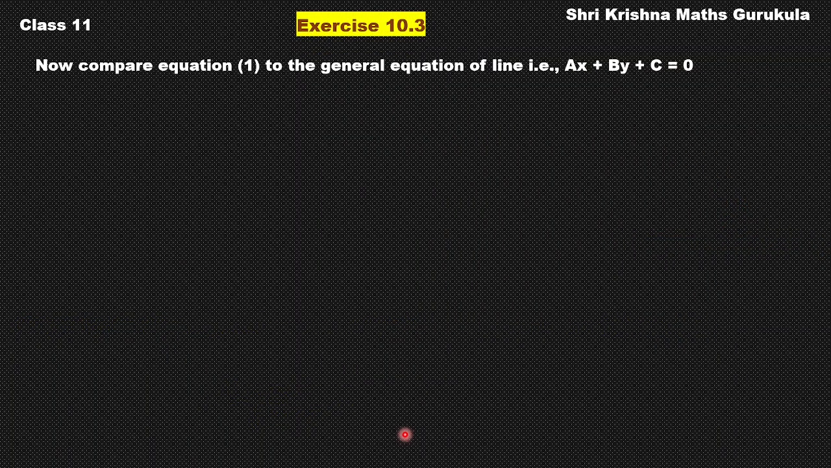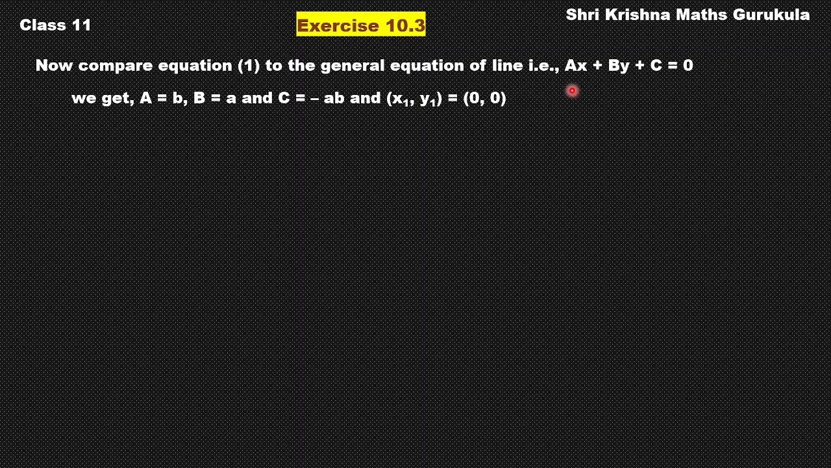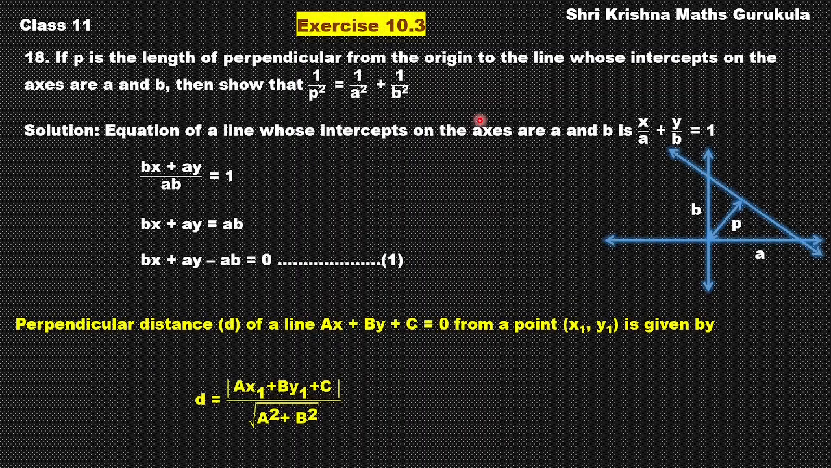Now we'll compare equation 1 to the general form. Then what will be the coefficient of x, y and what will c be? Coefficient of x is b, coefficient of y is a and constant c is minus ab. Then x1, y1 is 0, 0, right? Just compare here general form to equation 1. Coefficient of x is b, coefficient of y is a and constant c is minus ab.